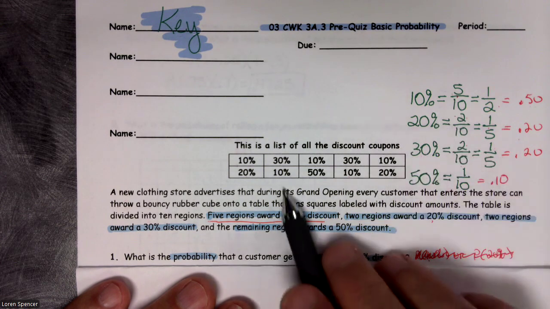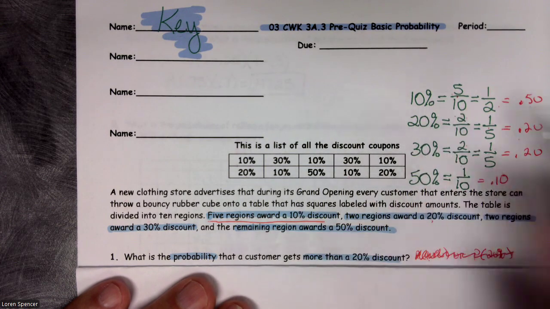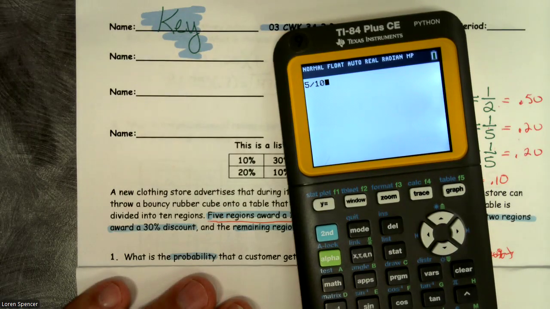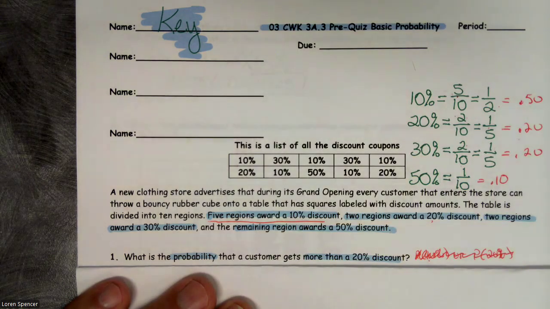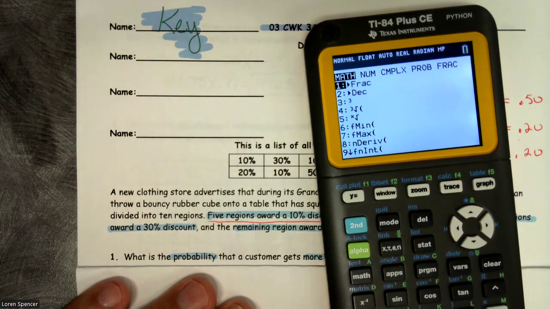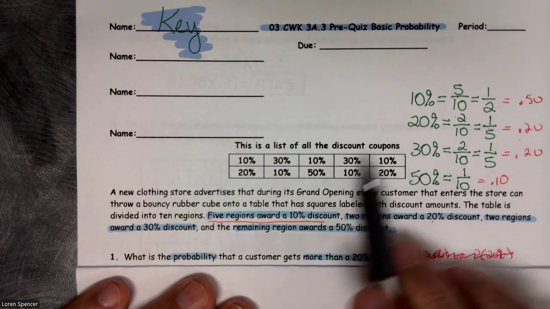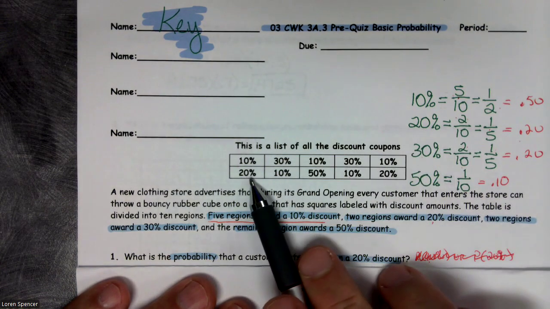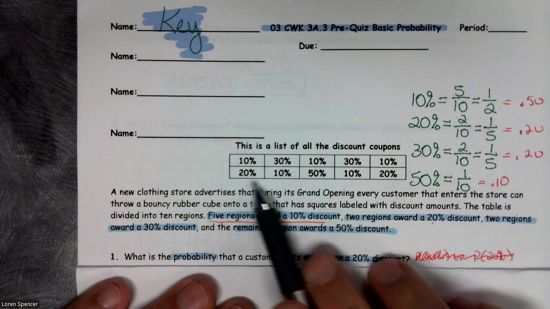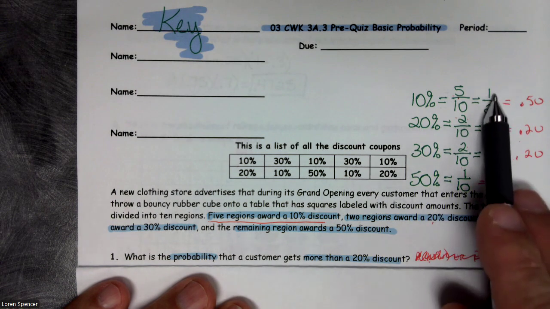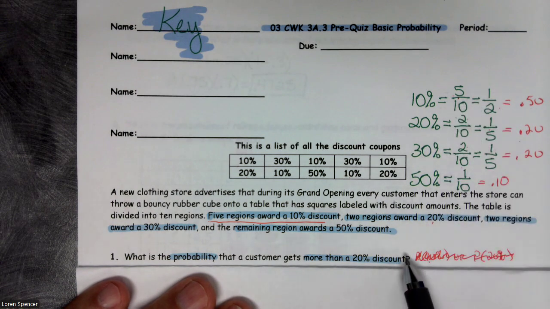So if we have 5 out of 10 regions, 5 out of 10 is 1/2. I can do that on a calculator to have it reduce for me. 5 divided by 10 is 0.5, and I can have that reduce, math, enter, and it gives it down to 1/2. So that's all we did here. For the 20%, there's two 20%s here and here. 2 out of 10 is 1/5 or 0.20. I like to leave it as fractions. I think fractions are easier to work with, but you can convert it to decimals if you'd like.